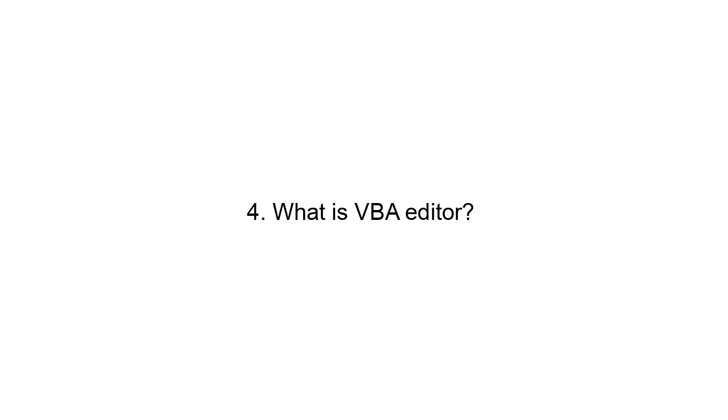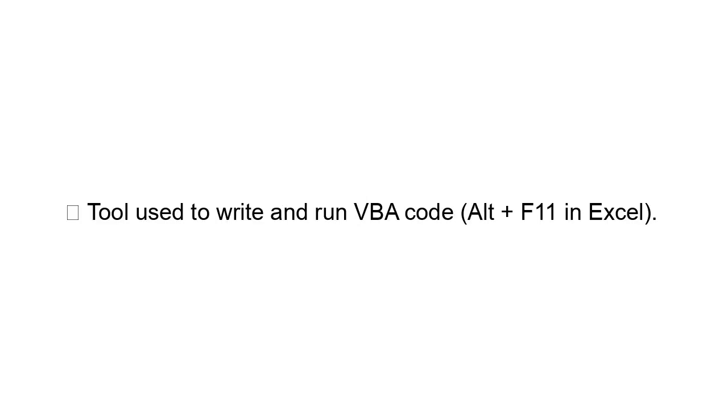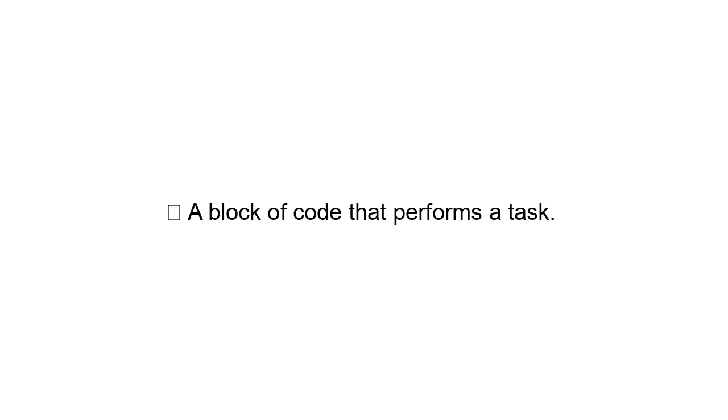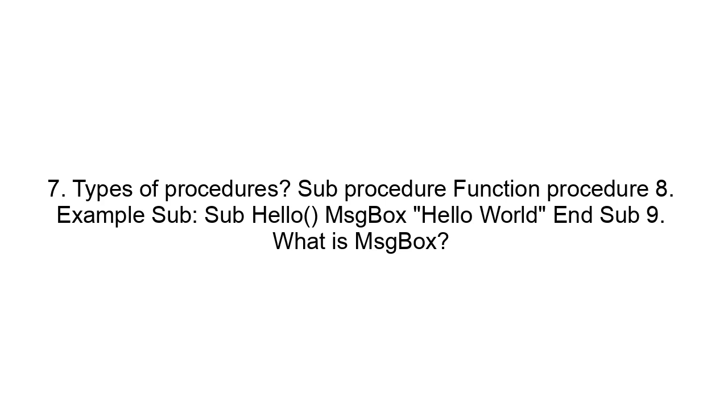4. What is the VBA editor? A tool used to write and run VBA code. Alt plus F11 in Excel. 5. What is a module? A container for VBA code. 6. What is a procedure in VBA? A block of code that performs a task. 7. Types of procedures: Sub procedure, Function procedure. 8. Example Sub: Sub Hello, MsgBox "Hello World", End Sub. Displays a message dialog.